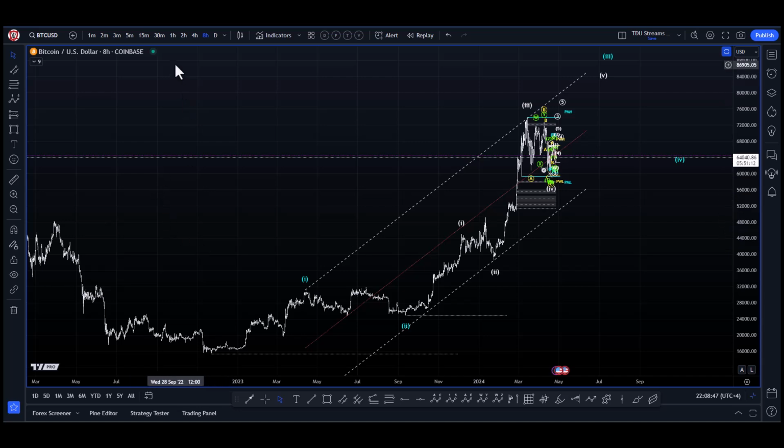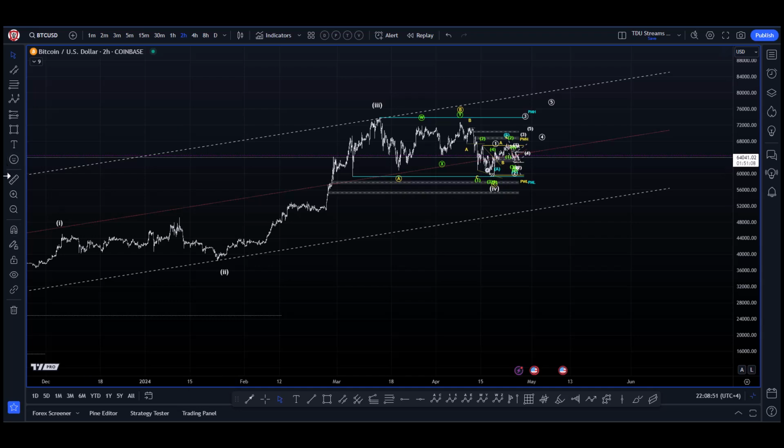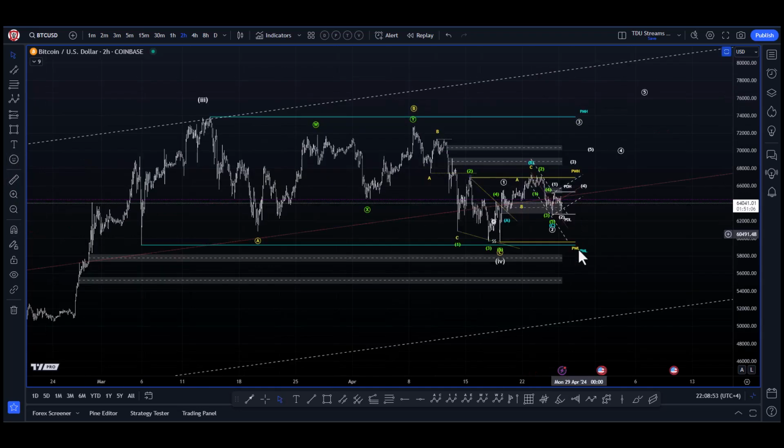All right, that's an 8 hour. Let's go to a 2 here. Let's see if we can get a better look. Now the blue lines here, those are just weekly. Oh, pardon me, that's monthly, and I've got a weekly and the monthly highs and lows here. So clearly we are in a range.